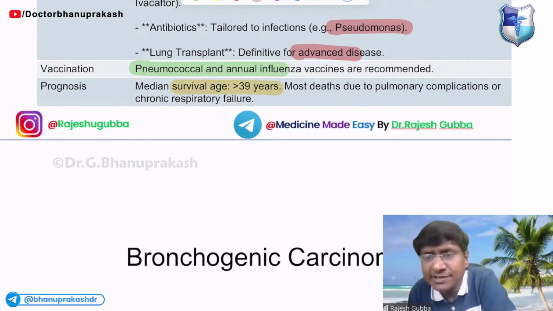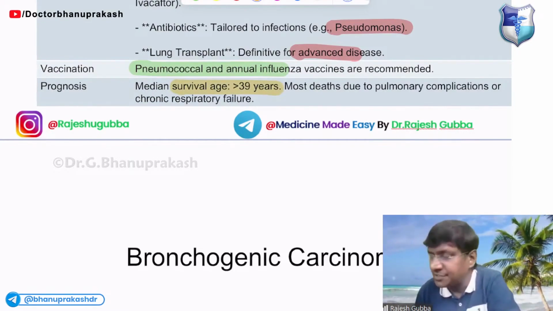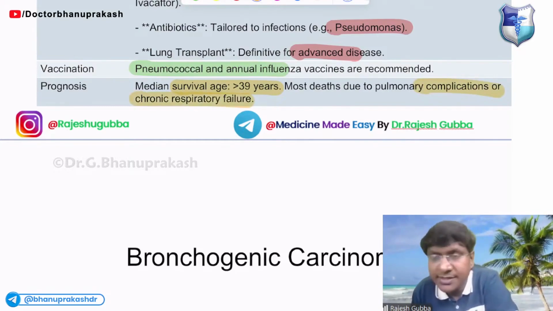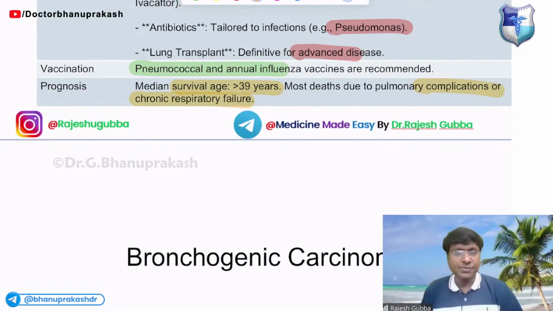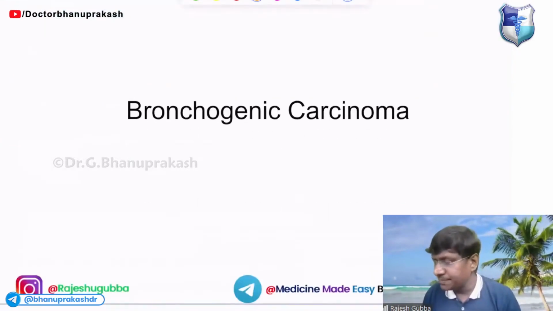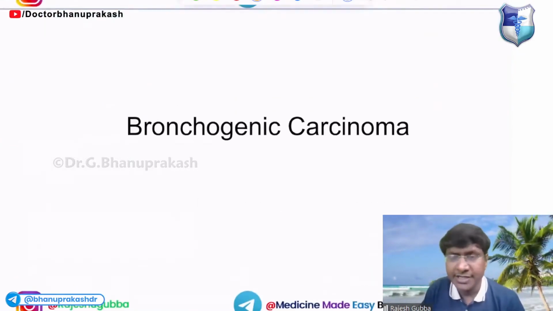Median survival will be more than 39 years. And what is the most common cause for death in these patients? Most common cause for death will be pulmonary complications or chronic respiratory failure. So this will be the cause of death in patients with bronchiectasis. All right. So this finishes the topic of bronchiectasis. The next topic for the discussion will be bronchogenic carcinoma. So in 1 minute, I'll revise the cystic fibrosis.